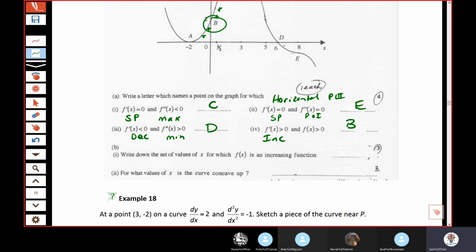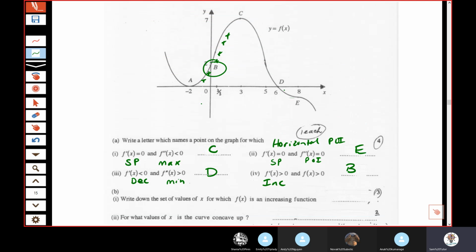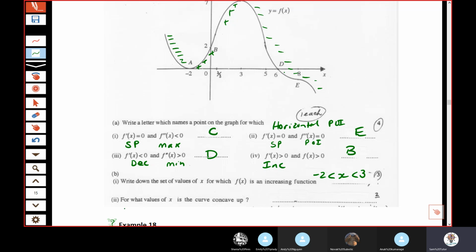Write down the set of values of x for which it is an increasing function. When is it increasing? Let's have a look. This is decreasing. I think it's increasing from here all the way up to here, and then this is all decreasing. So how do we write that? From -2 all the way up to 3. That was easy.